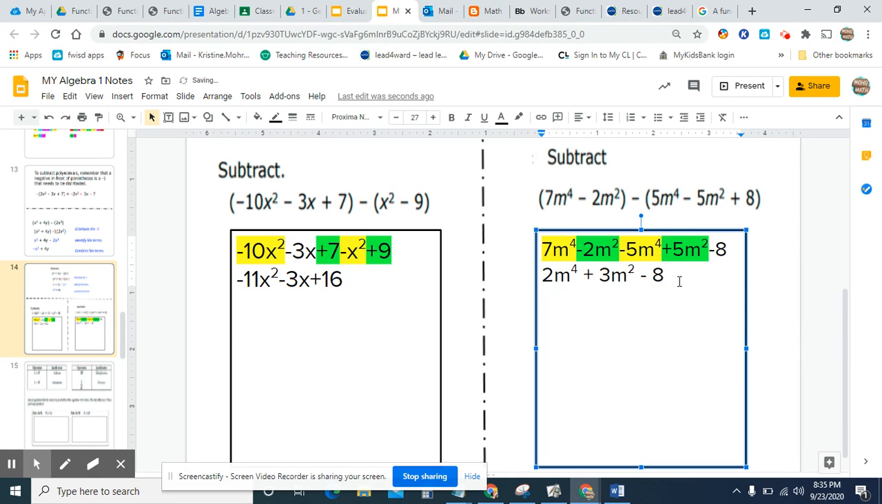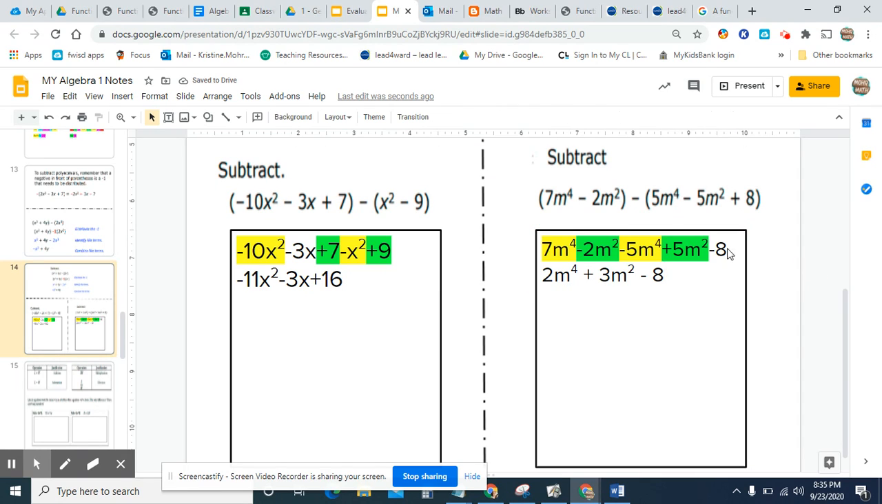These are each different terms, so there's nothing else to combine. I am done. And that is it on the subtraction.